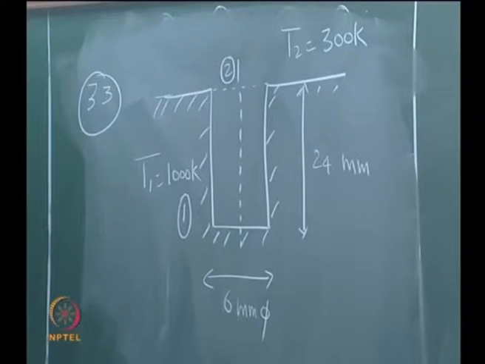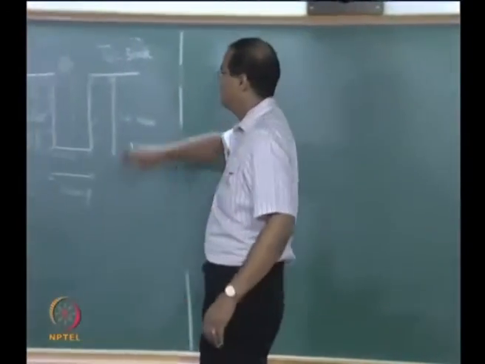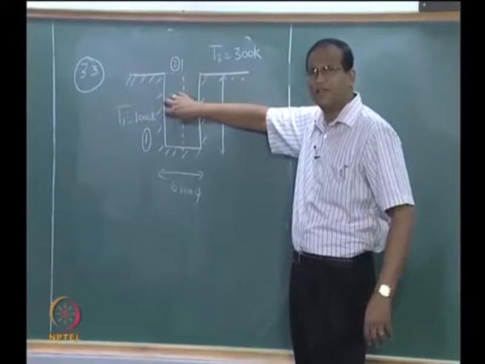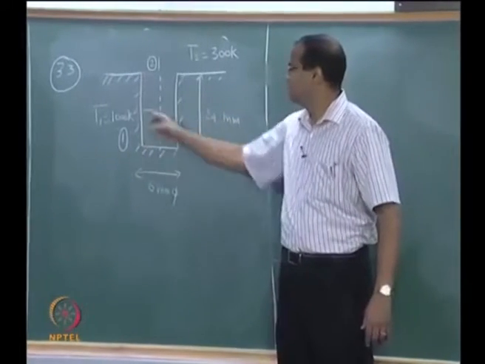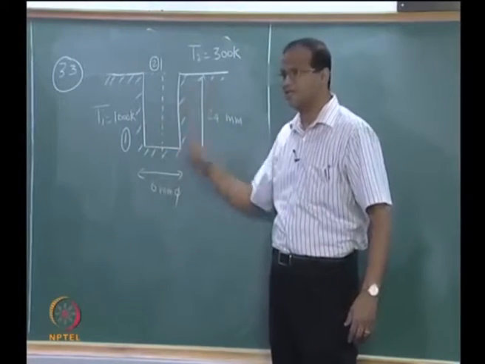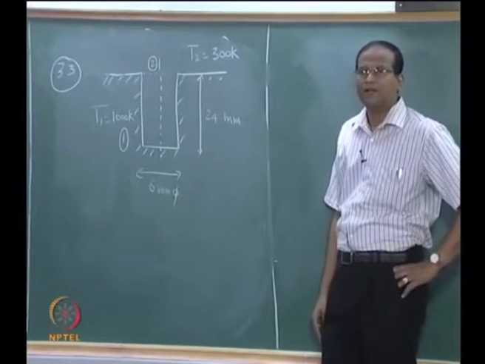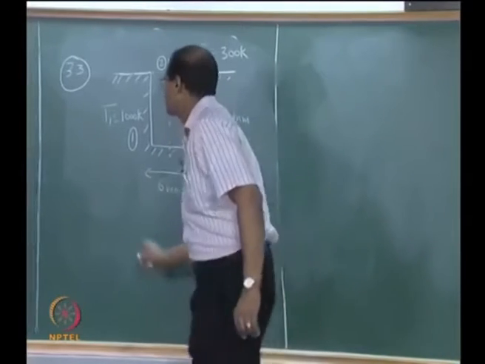I will explain the configuration to you. I have a flat bottomed hole. A hole has been bored into a plate. The depth of the hole is 24 millimeters and the diameter of the hole is 6 millimeters. It is evacuated or filled with air which is radiatively non-participating. The temperature of surface 1, which includes the bottom as well as the lateral surface area of the bored hole, is 1000 Kelvin, and this has an emissivity of 0.6, let us say.